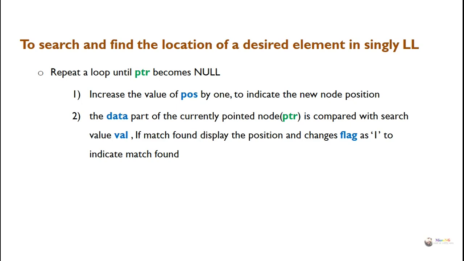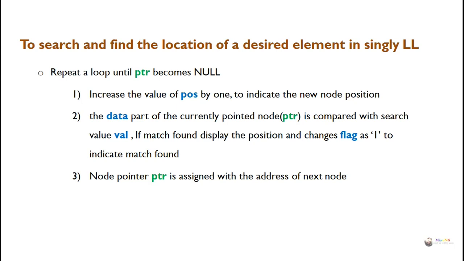The data part of the currently pointed node PTR is compared with the search value VAL. If a match is found, display the position and change the flag to 1 to indicate match found. So once a pointer reaches a particular node, first we increase the value of position by 1, and then we compare the data part of the pointer with the value we are searching for. If it's matching, we make the flag 1 and indicate that the match is found. Then we make the node pointer go to the next node by assigning the address of the next node.